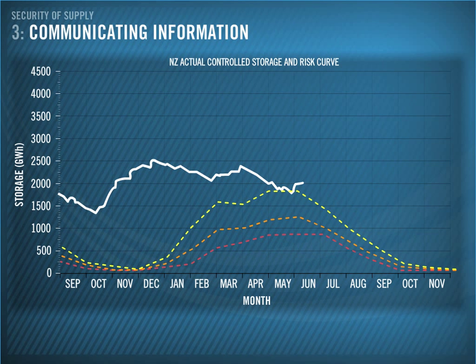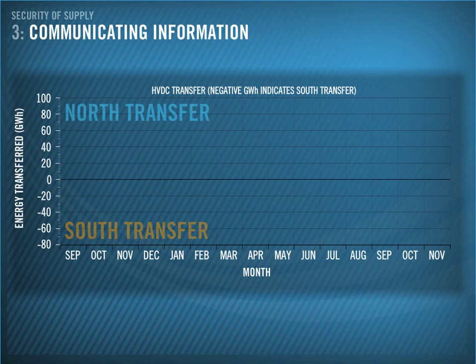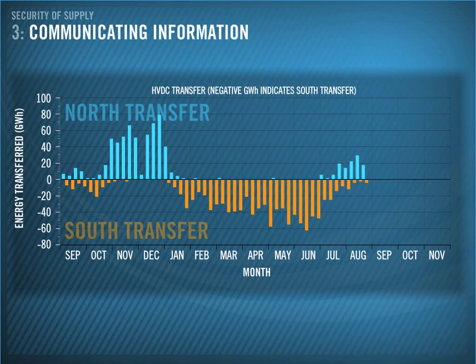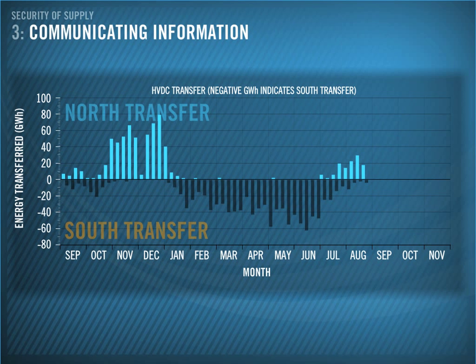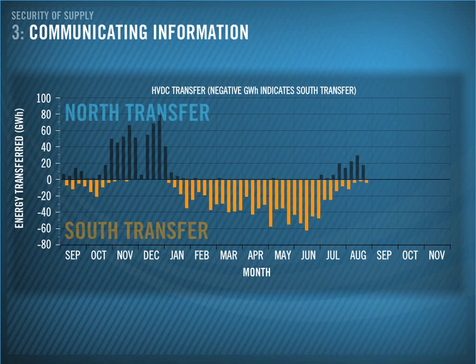Remember, while System Operator publishes the hydro risk curves and input assumptions, market participants are free to manage any risks as they see fit. The System Operator also publishes information showing the HVDC transfer. The blue bars show energy sent north, and the orange bars show energy sent south. This can be a useful high-level view of market behaviour. Roughly speaking, the more energy sent south, the more storage is saved in our southern lakes. This is helpful in a dry year.